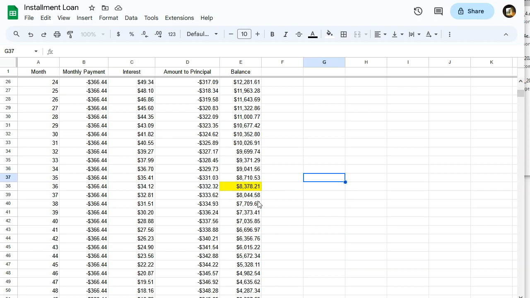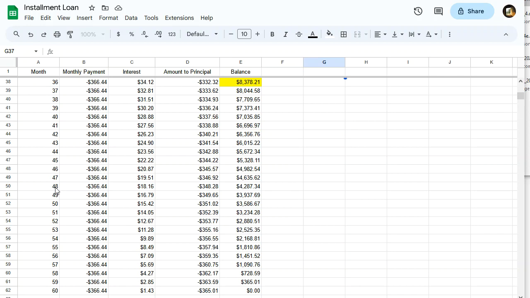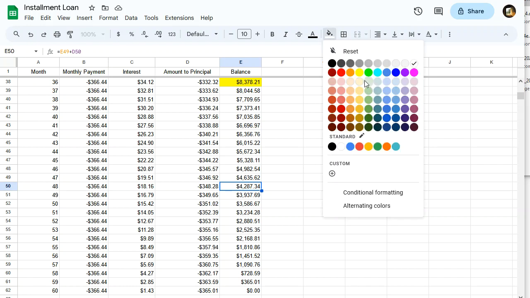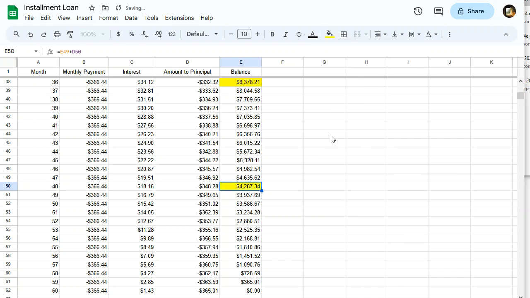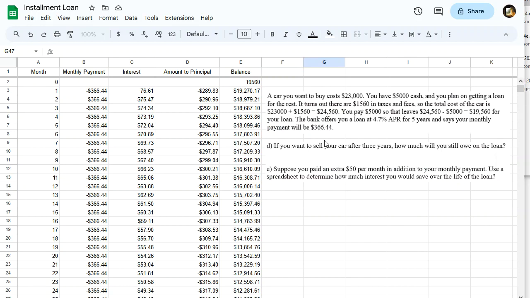So you could look at this spreadsheet and see your balance at any time. Maybe you'll hold on to it for 4 years. Then you'll only owe the bank, look at that, 1 extra year made a big difference because you're not paying very much interest. If you could hold on to it for at least 4 years, you'll only owe $4,200, and then if you could sell it for 8 or 9 or 10,000, you'd have some cash left to go buy another car. All right, let's look at the last question.